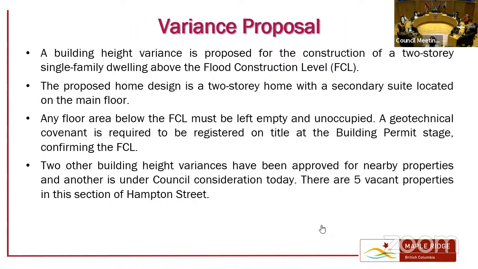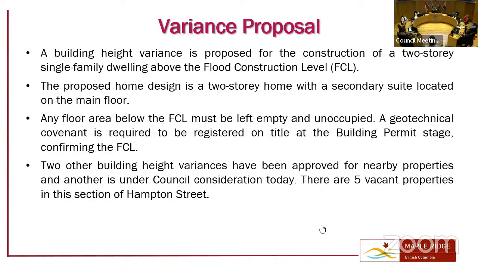And the variance again is to provide for the construction of a single-family, two-story dwelling above the flood construction level. Proposed design is 2 stories with a secondary suite again located on the main floor, and any floor area below the flood construction level must be empty and unoccupied. This would have a geotechnical covenant required as part of the building permit stage, confirming the flood construction level.